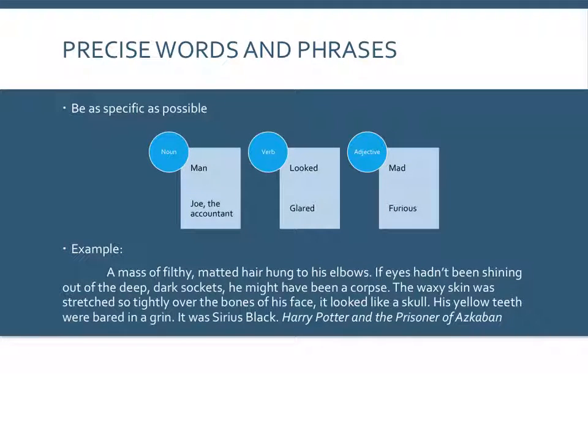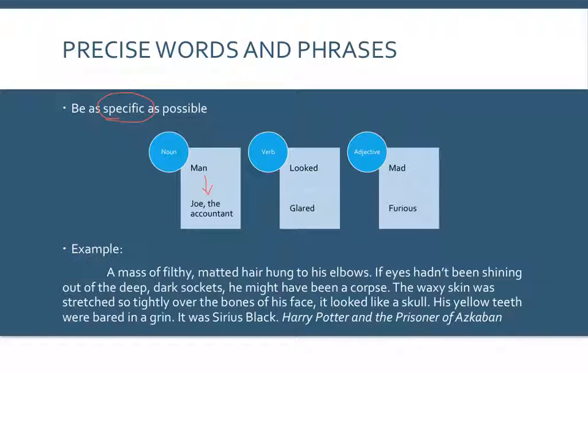So the first technique we're going to talk about is addressing the precise words and phrases part of this particular target. And what we're really talking about here is being specific. Just as a few examples, don't use man when you could give a name or a profession instead, or both, right? Give people names. There's a lot of power in giving names. We have people who are around us all the time, and we know their names. So use that same strategy in your writing.